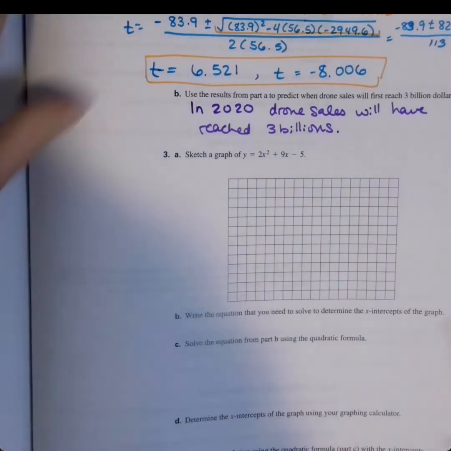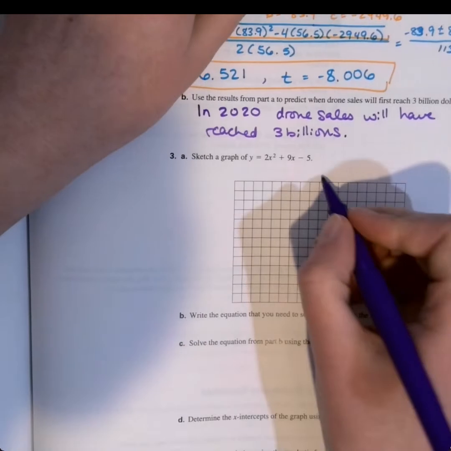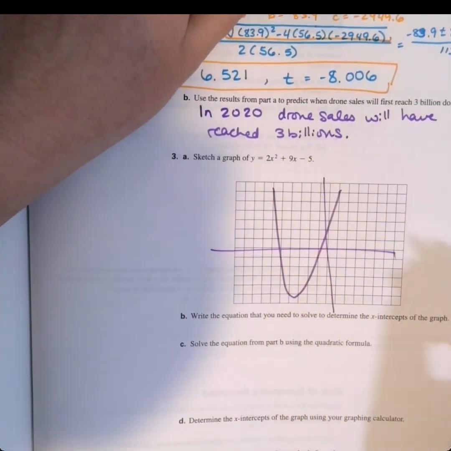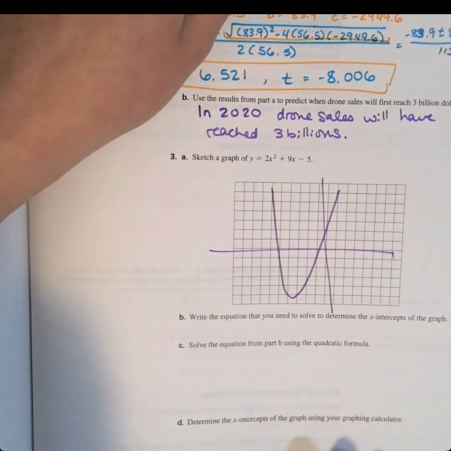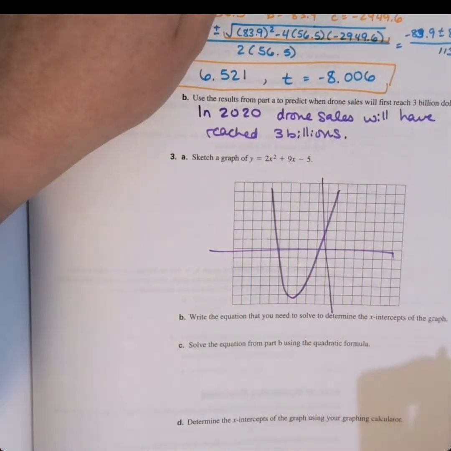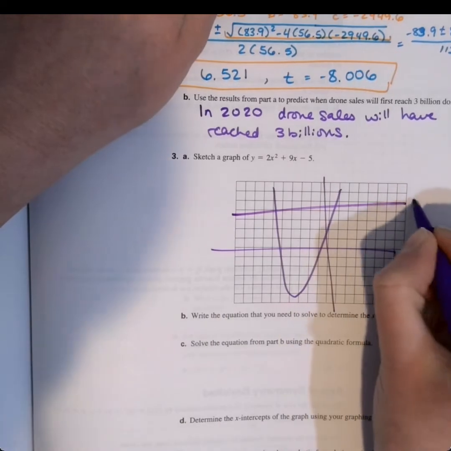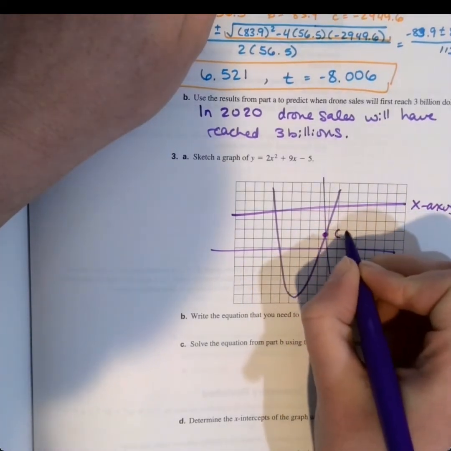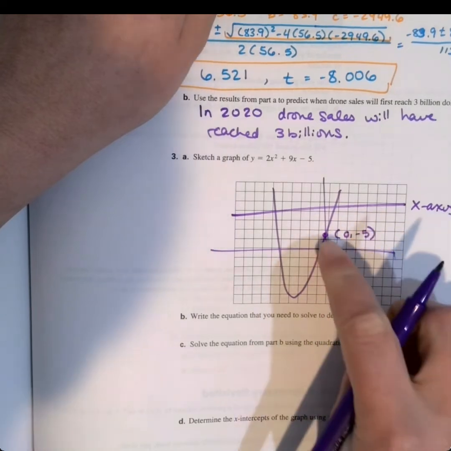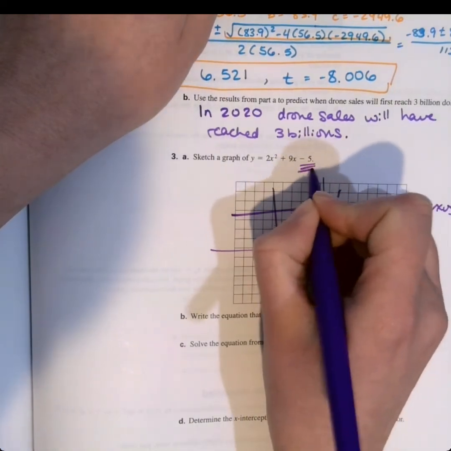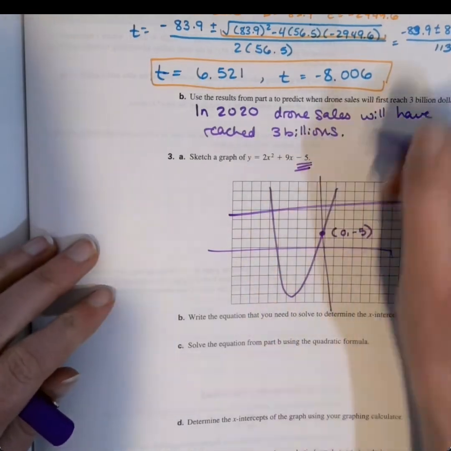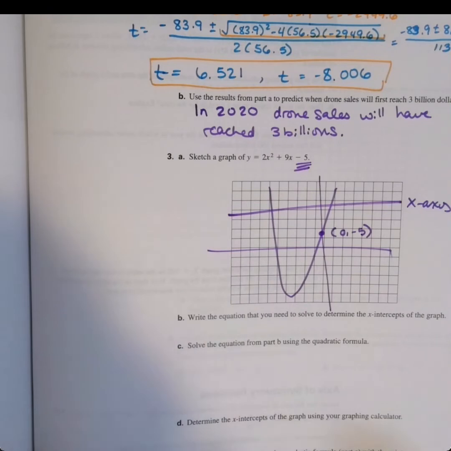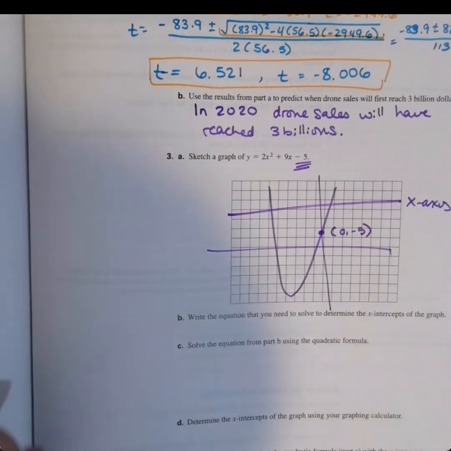We need to sketch a graph of it. So it looked something like this. Nope, it did not. I got my x-axis in the wrong spot. It looked something like this. Let's put our x-axis up here. What I realized was it was supposed to have 0, -5 as its y-intercept, see? And I just graphed it a little too sloppily. So that's kind of what it looks like. Ignore this other line. Okay, write the equation that we would need to determine the x-intercepts of the graph.